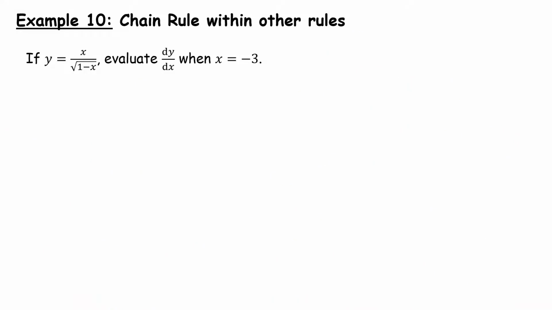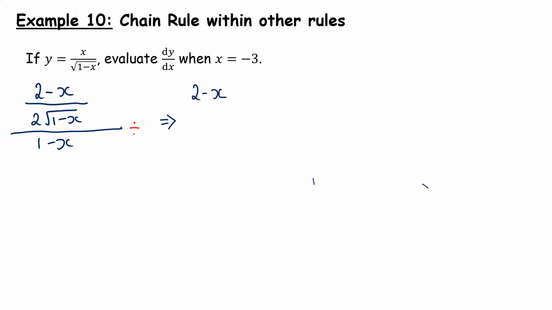So I've just cleared the page here to have a bit more space. So effectively what you should have now is 2 minus x all over 2 root 1 minus x all over 1 minus x. So this is the big division that we had on the previous page, and we're dealing with complex fractions here. So what I'm thinking is, well, I can't divide by a fraction, so instead what I need to do is I need to multiply by the reciprocal.